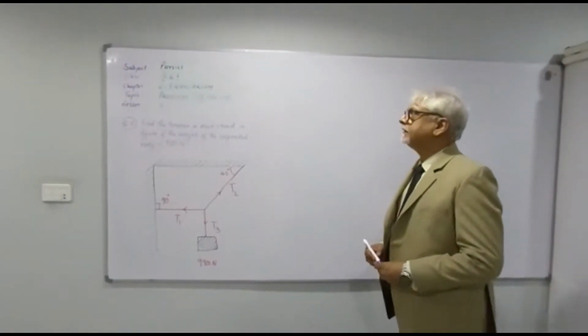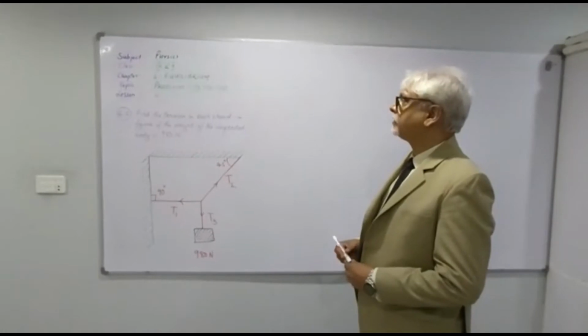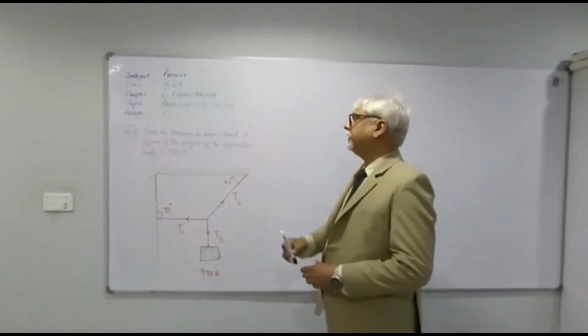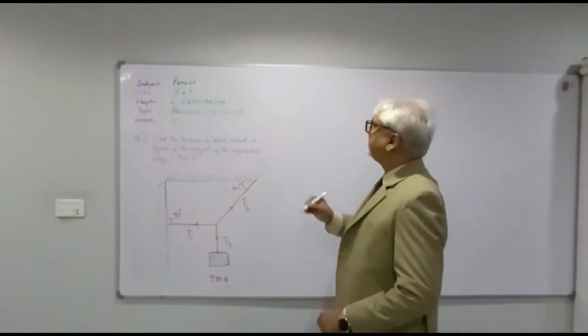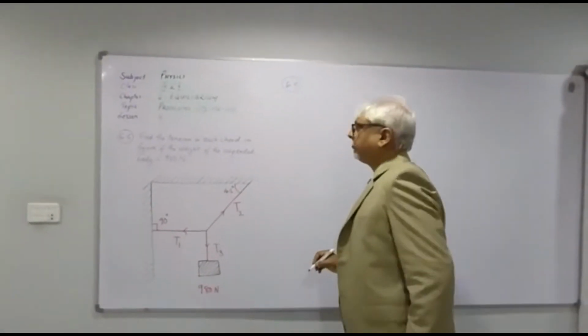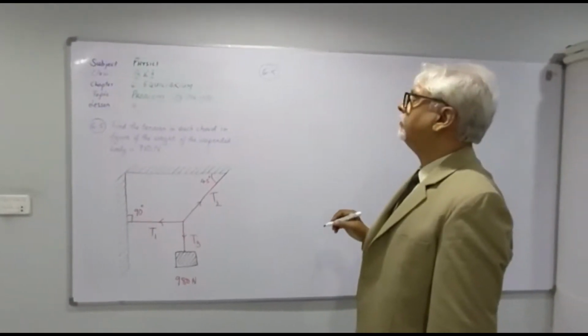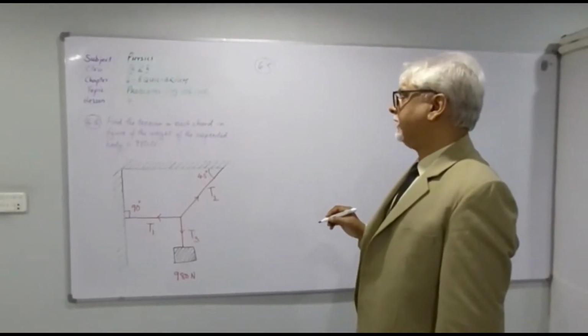We are on chapter 6, equilibrium, and I'll be solving question 6.5 on page 107. So let's begin. 6.5: You have to find the tension in each cord in the figure if the weight of the suspended body is 980 Newton.